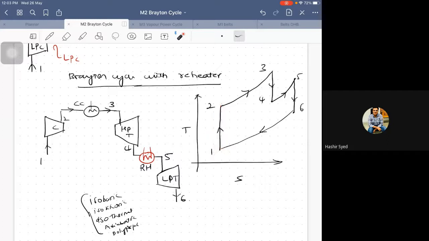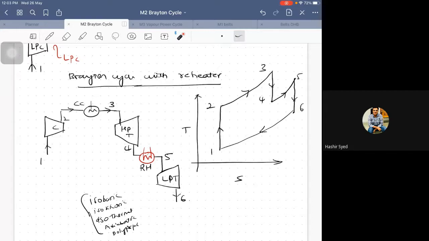See, all isentropics, all adiabatics will be a straight line in a TS diagram. If you can observe this, all adiabatics and all isentropics. 1 to 2 is adiabatic compression. 3 to 4 is adiabatic expansion. And the same as 5 to 6, which is also an adiabatic expansion. So that's why they are all straight lines in a TS diagram. Getting it? Clear?